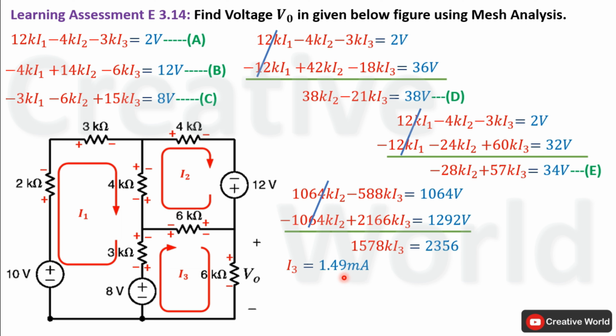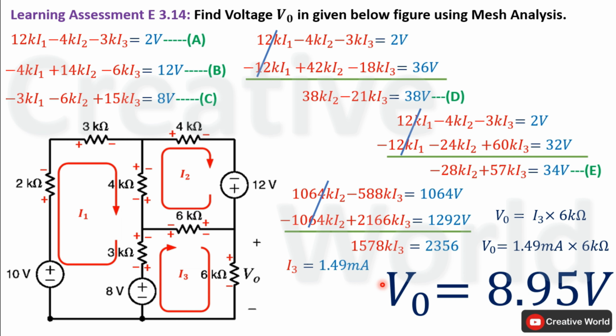And after calculating the value of current I3, we are able to calculate the voltage across this 6 kilo ohm resistance using Ohm's law. Voltage V0 across this 6 kilo ohm resistance will be equal to the product of current through it, that is I3, and the value of resistance 6 kilo ohm. Replace I3 with its value. So the product of 1.49 milliampere and 6 kilo ohm will become 8.95 volt. So the value of voltage V0 inside this network is 8.95 volt.